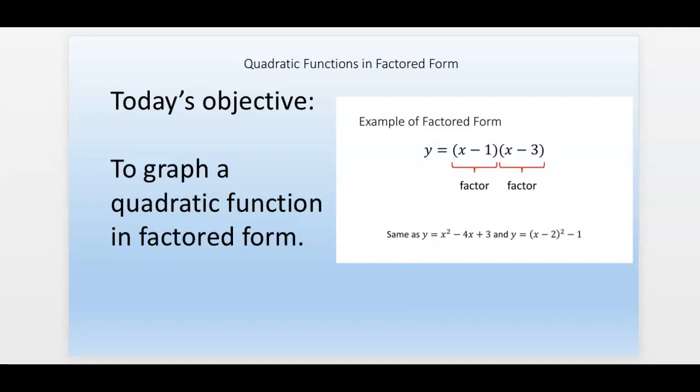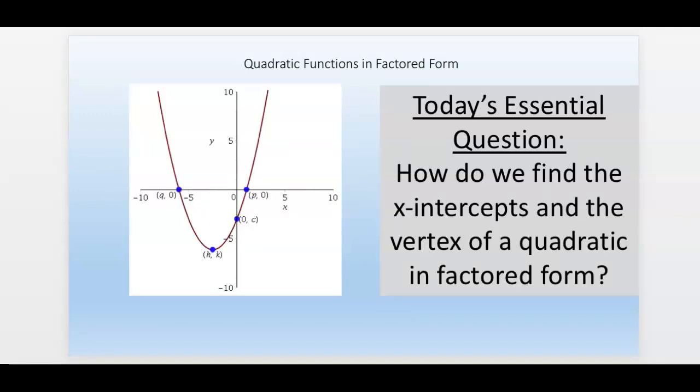All right, today's objective, then, we're going to learn how to graph a quadratic in factored form. The essential question, you'll need this for the homework check: How do we find the x-intercepts and the vertex of a quadratic in factored form? Because you need the x-intercepts and the vertex in order to graph it.